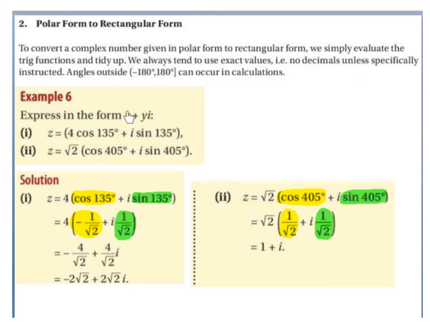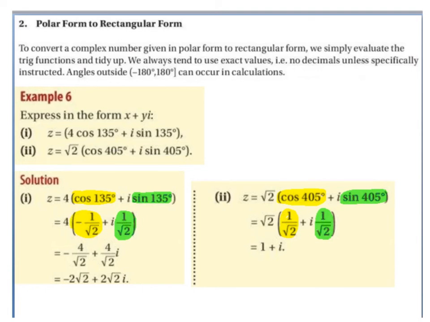Express in the form x plus yi. So z equals 4 cos 135 degrees plus i sine 135 degrees. So into the calculator, making sure you're using degree mode, cos 135 degrees is minus 1 over root 2. And again into the calculator, using degree mode, sine 135 degrees is 1 over root 2.